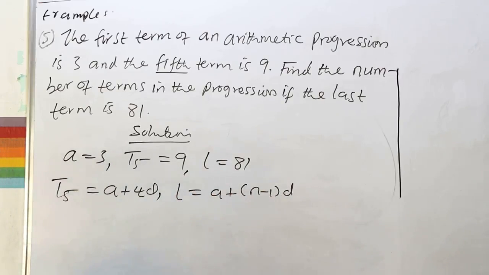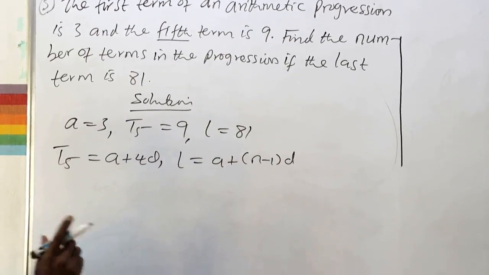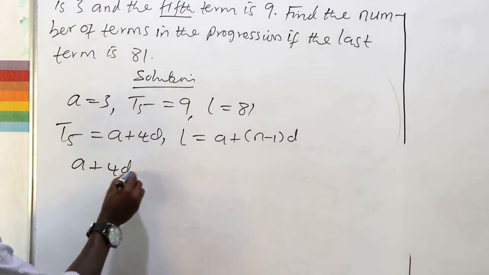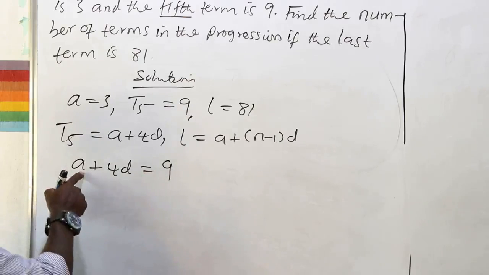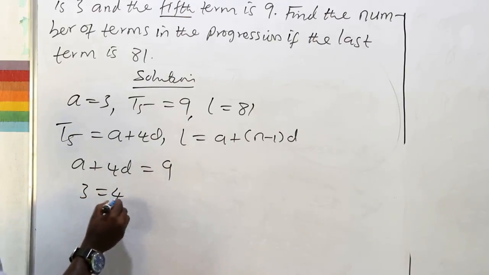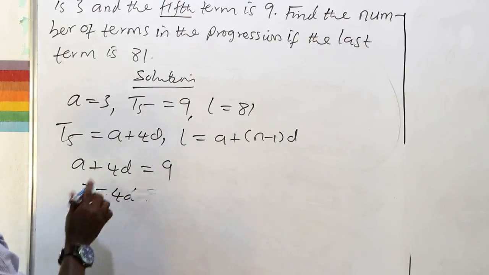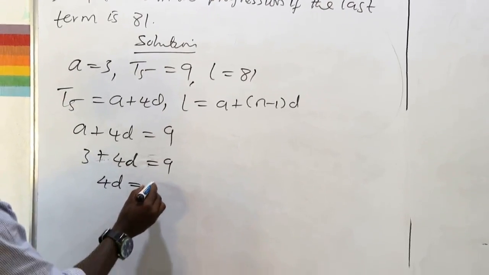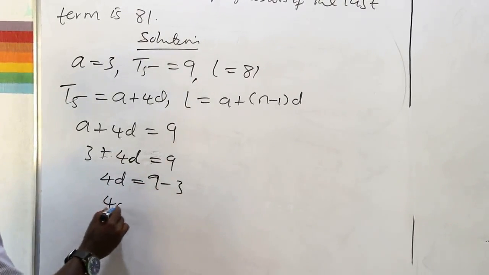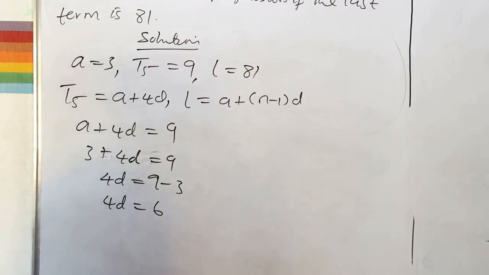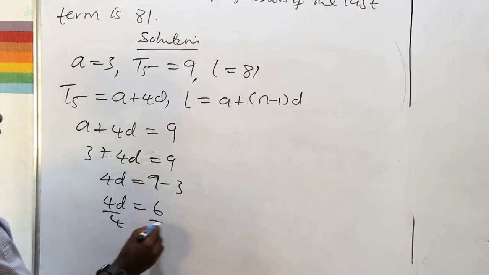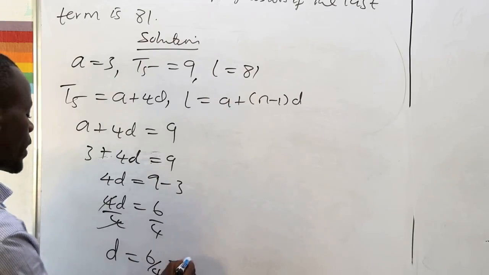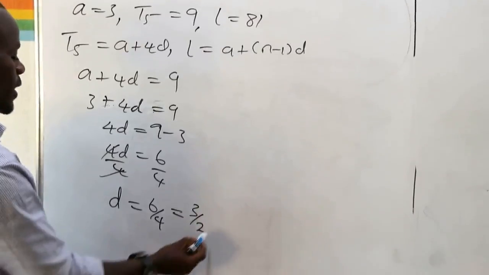So let's use what we have and see how we can get the number of terms, that is n. Since we are given the fifth term, a plus 4d is given to us as 9. Then a is also given as 3. So I'll have 3 plus 4d is equal to 9. You collect like terms here. 4d is equal to 9 minus 3, so that 4d is equal to 6. So we have to divide both sides by 4. 4 will go with 4. d will be 6 over 4, and dividing by 2 gives 3 over 2. That's our d.